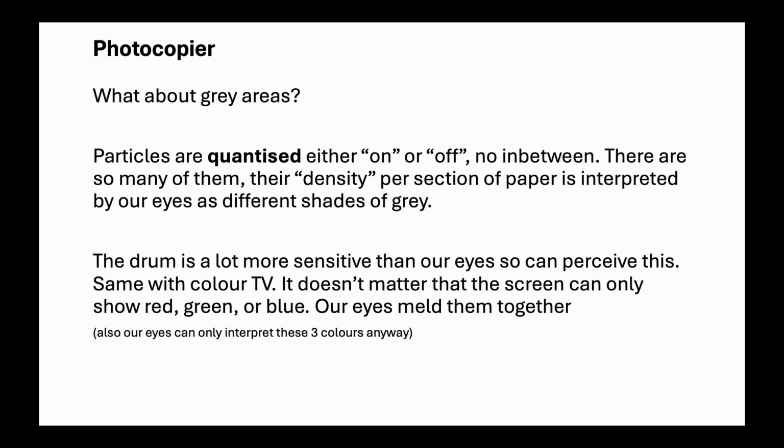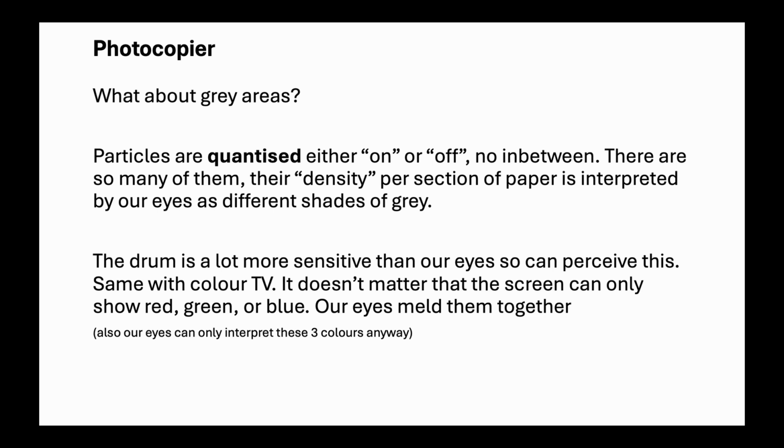So a crisper black will have less photons coming off of it, but fundamentally they're still just either photon or no photon. The drum's a lot more sensitive, even though our eyes can perceive an individual photon. That's like a thing that everyone knows now. It's one of those biofacts that you blurt out to sound smart, but the drum can perceive it quite well. Same with color TV.